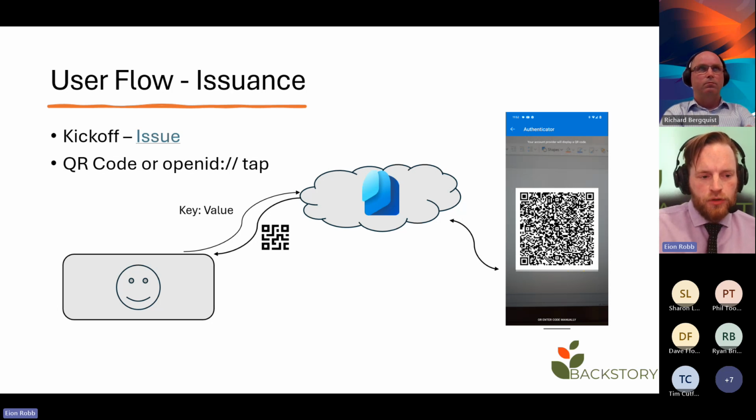So me as a happy user on an existing website, I want to generate a verified credential, and the website will send key value pairs off to Entra using the issuance API. Entra comes back with a nice little QR code that we then present to the user. They then scan it in with their phone, and that will end up on their phone.